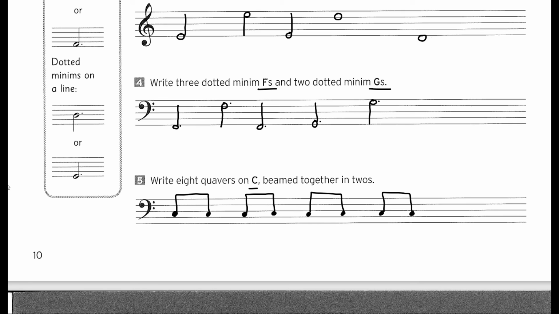Now again, please don't look at the stems or beams not being straight. Clear your concept. That's the main motive.